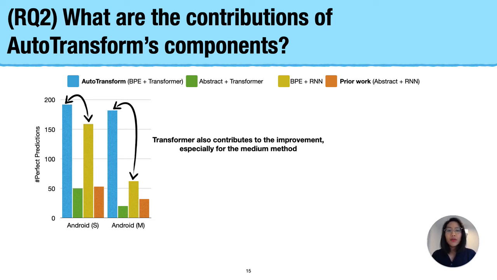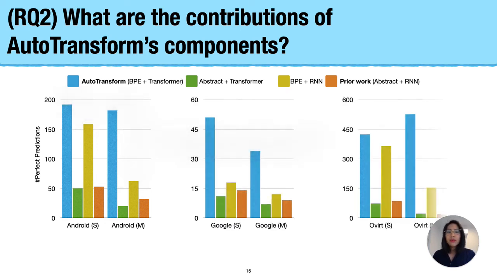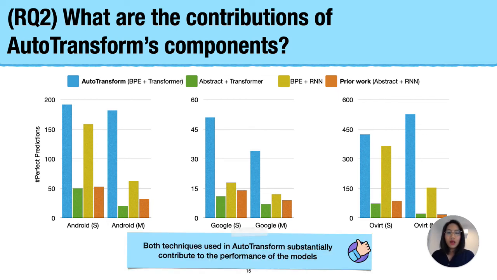Regarding the different model architectures, we can also see that Transformer contributes to the improvement of our AutoTransform, especially for the medium methods, which have longer sequences. And finally, we observe similar results for the other 2 projects. And these results suggest that both techniques used in our framework substantially contribute to the performance of the model.